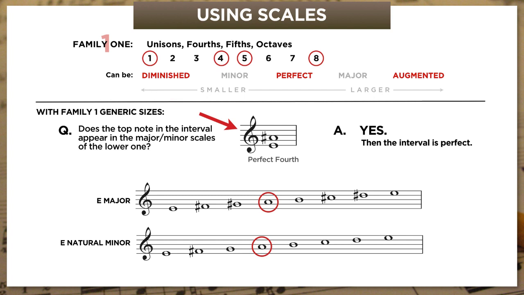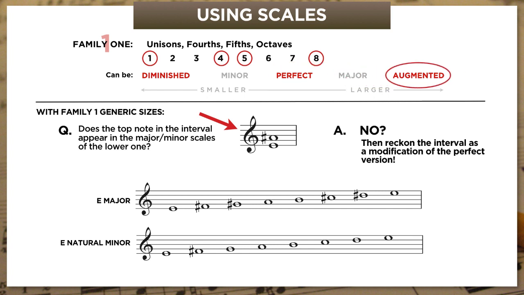What if the answer is no? Here we've got E and an A sharp. Hopefully you know that A sharp is not in either E major or E minor. So if the answer is no, you have to reckon the interval as a modification of a perfect interval. So looking at E and A sharp, you might think, okay, A sharp is not in the key of E major or E minor, but A is. So I'm dealing with E to A, which is a perfect fourth, but I've expanded it by 1 semitone by sharpening the top note. So perfect becomes augmented. Thus, I'm looking at an augmented fourth.